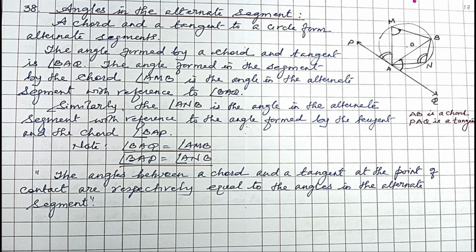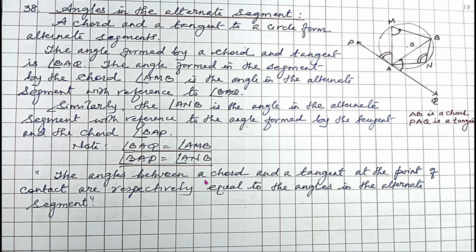Now let me explain this with the help of the diagram here. We have a circle here. AB is the chord and PAQ is the tangent. A is the point of contact. The angle between the chord and the tangent is angle BAQ. The angle in the alternate segment is angle AMB. The angle BAQ is equal to angle AMB. Remember that. And also the chord AB forms another angle with the tangent, and that is BAP. The angle in the alternate segment is ANB, and angle BAP is equal to angle ANB. A very important property which you have to remember.